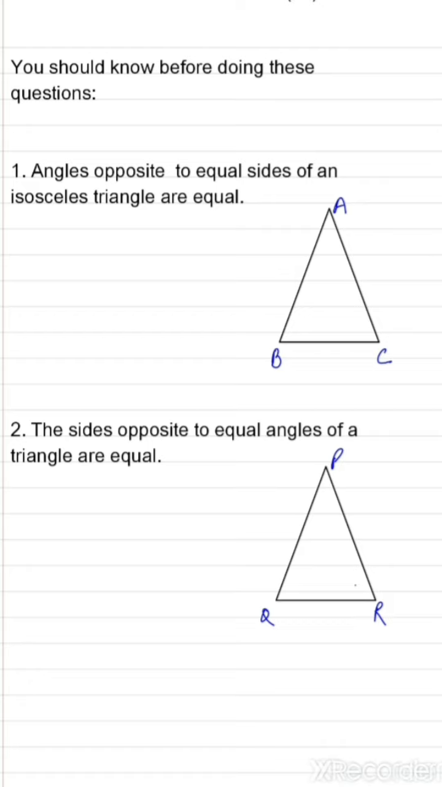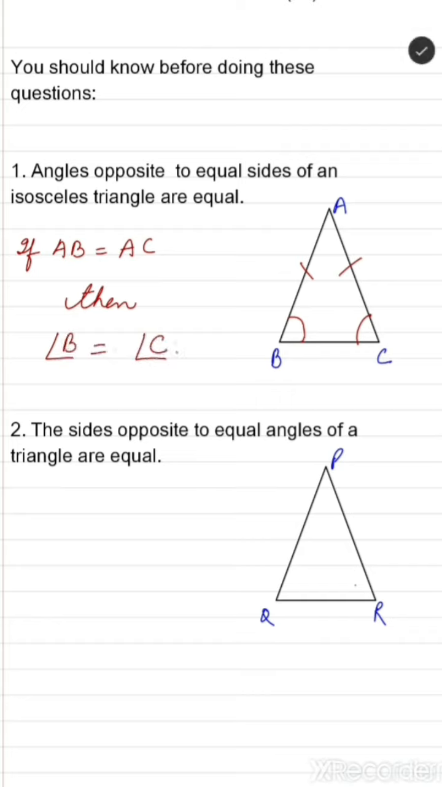Let ABC be an isosceles triangle such that AB is equal to AC. Then this theorem says that angles opposite to equal sides, which is the angle opposite to AC, it is angle B, and angle opposite to side AB is angle C. So if AB is equal to AC, then angle B will be equal to angle C. This is what this first theorem says.